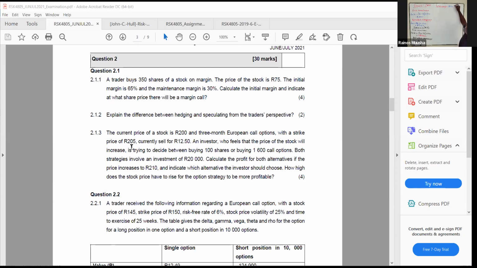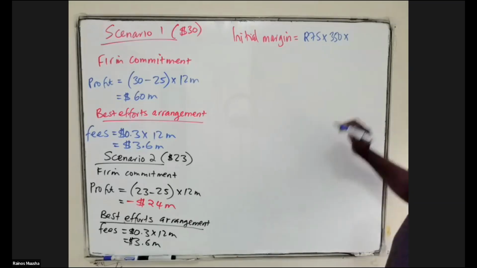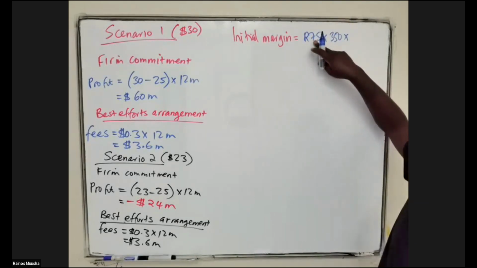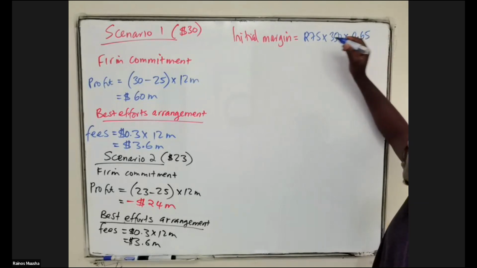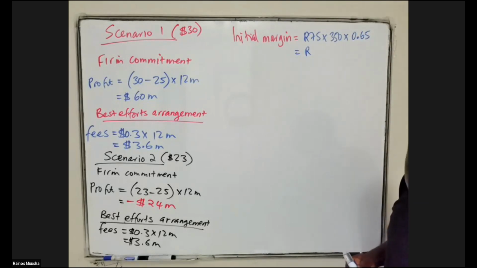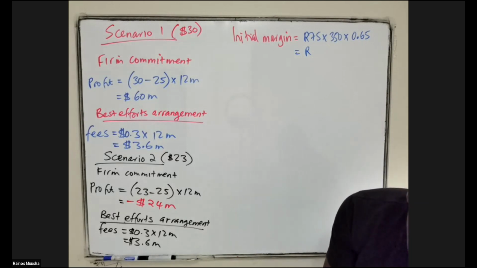We are going to have 350 shares. And then they tell us that the initial margin is going to be 65%. So the initial margin is going to be 65% of what we're supposed to be spending on the value of the stock. So the initial margin is equal to the price of the stock per share, which is 75 rand, multiplied by the number of shares, times 0.65. Because remember, they say the initial margin should be 65% of the value of the portfolio when you buy it. And in this case, how much do you get?